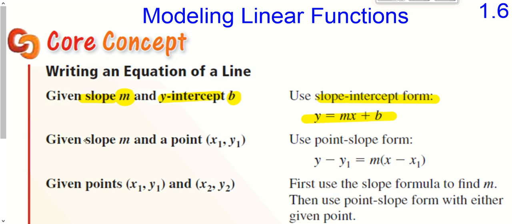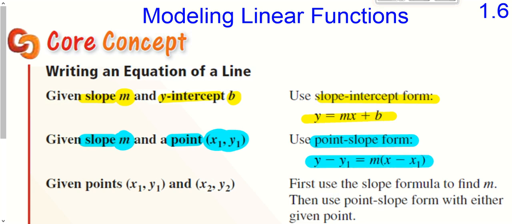Now, if you are given the slope m and a point x1, y1, then you will use point slope form, which is y minus y1 equals m times x minus x1.